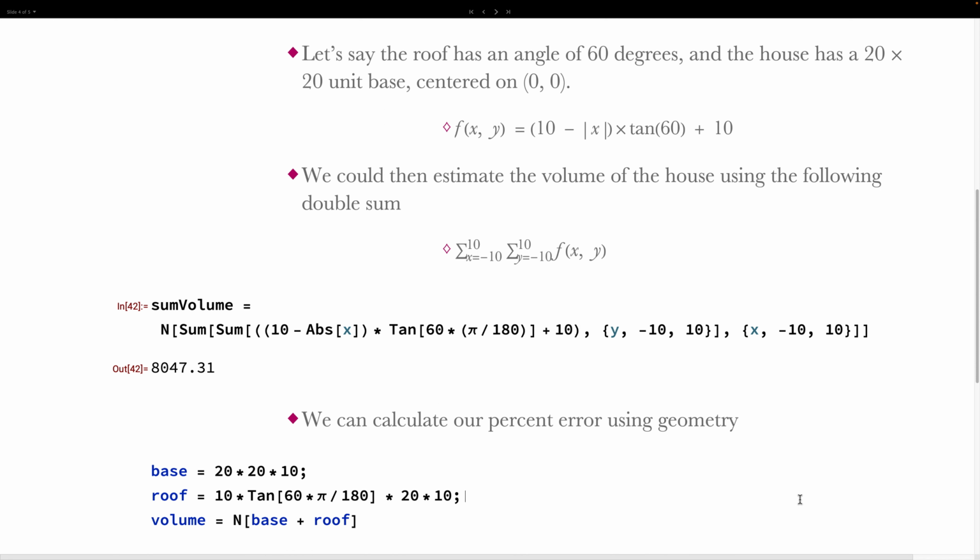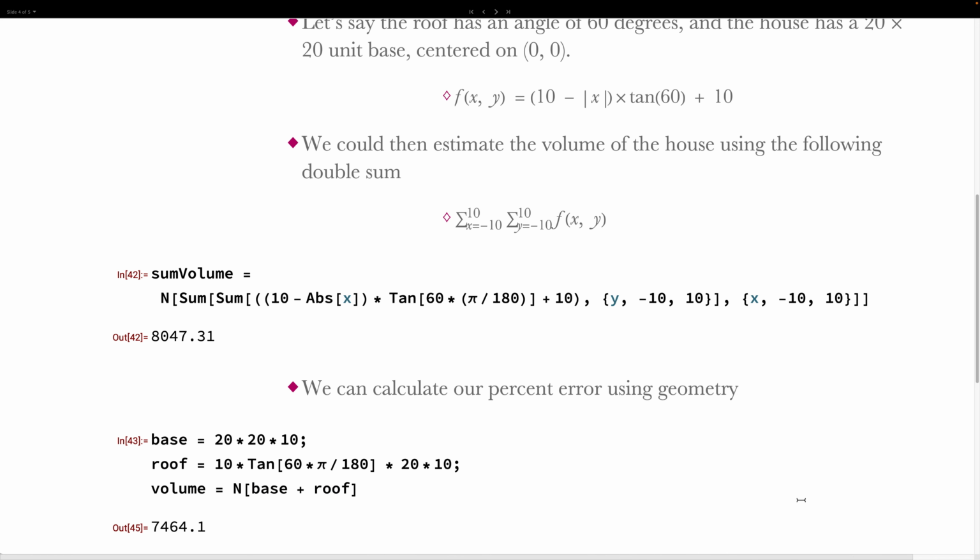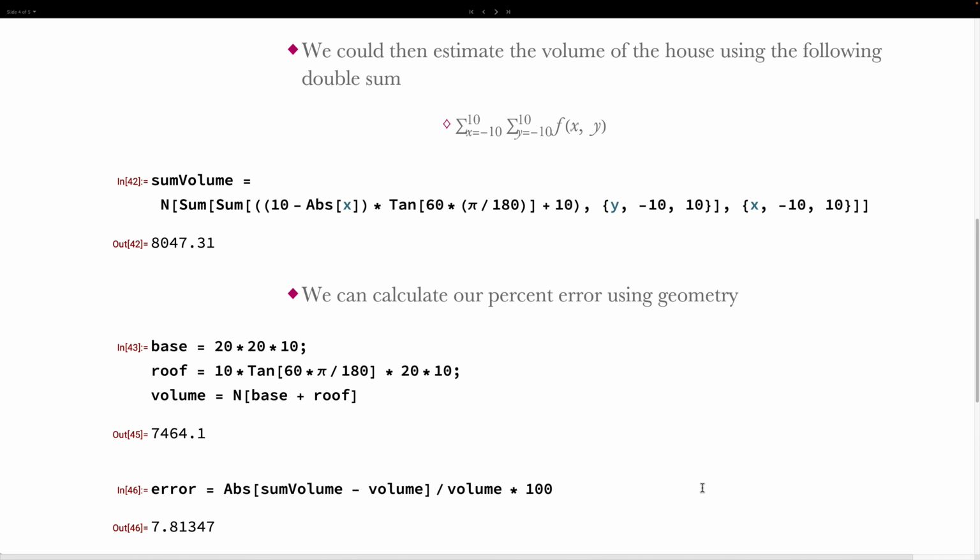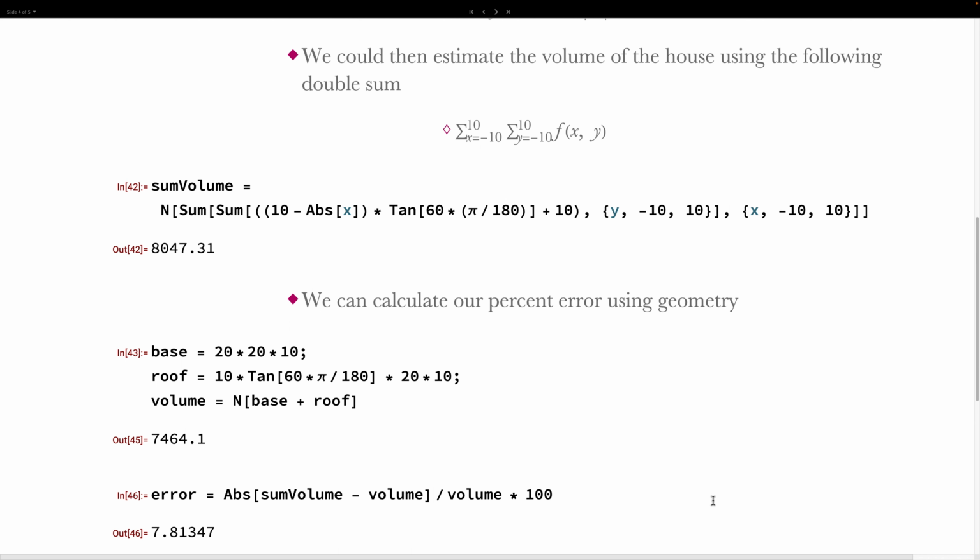From there, we can add the volume of the base and the roof to get the total volume of the house, which is 7,464. Now this looks like a large gap in the two volumes, but it's actually a percent error of only about 8%. Now I think this is really cool.